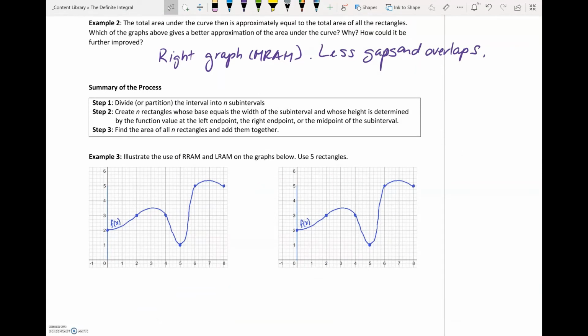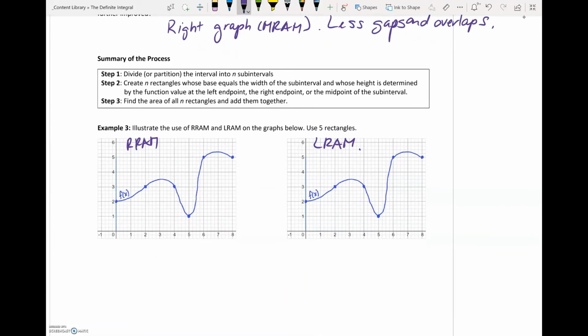So we're going to do RRAM for this one as an example, and then LRAM for this one. For this first one, if I'm doing RRAM, I'm going to look at the right-hand point. These two are the set of points, and I'm going to look at the right one. This is where I'm going to create my rectangle. I'm going to use the second point to determine my height. Then we'll do it again here. This is the height coming from this point, then the height coming from this point, and this point, and lastly the height coming from this point.